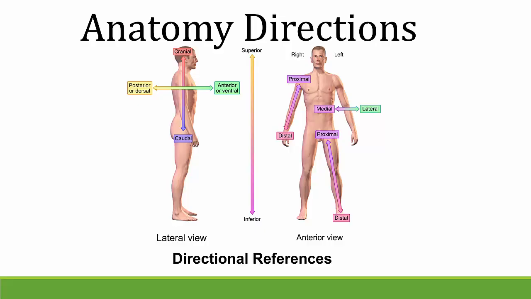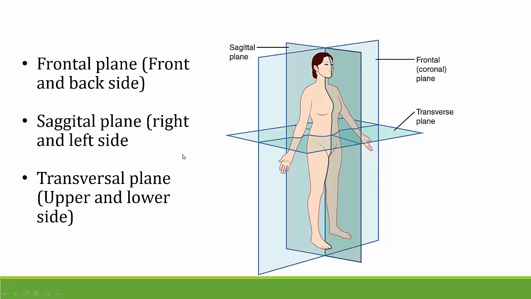Then we have superior and inferior, and this can be a little bit confusing because it's basically the same thing as cranial and caudal. The only difference is cranial and caudal is there for the whole body. Superior and inferior is often used when we discuss certain specific things. So for instance, the femur, we say the superior side or the inferior side of the femur, and we don't say the cranial or caudal side of the femur.